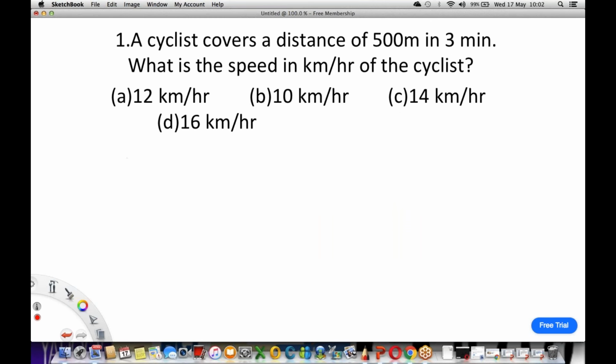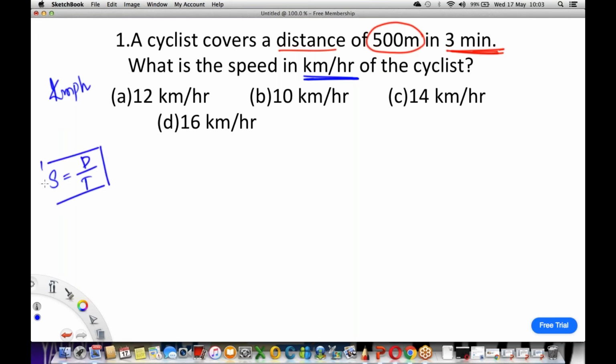So we have the information like this. A cyclist covers a distance of 500 meters by taking 3 minutes of time. Then what is the speed in terms of kilometer per hour? First look at what you need. The option choices are only in kilometer per hour, and we need speed, and we very well know that speed into time is equal to distance. So speed will be distance by time, so we can use this formula.